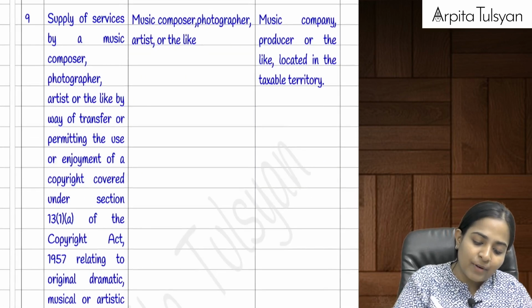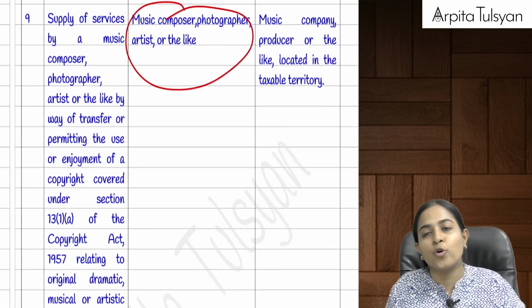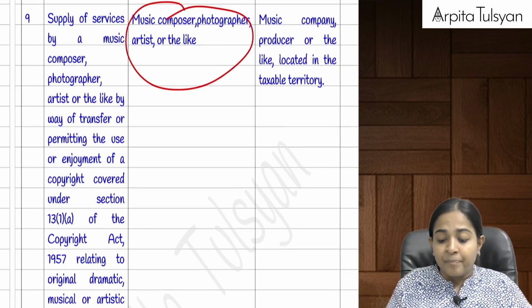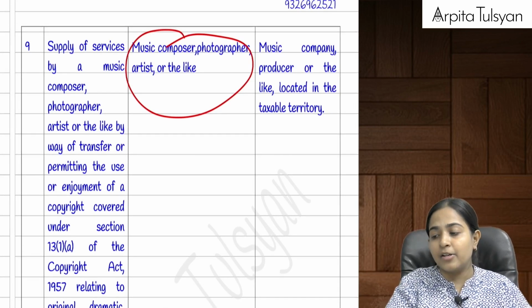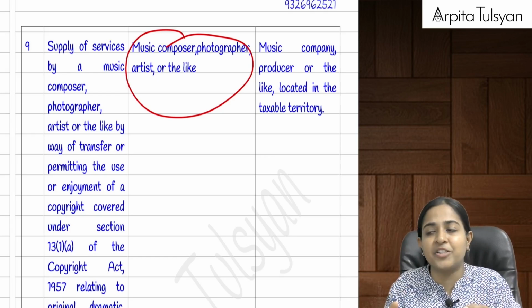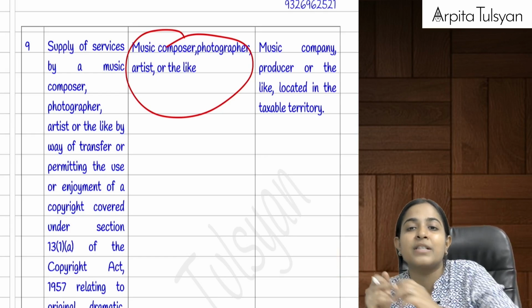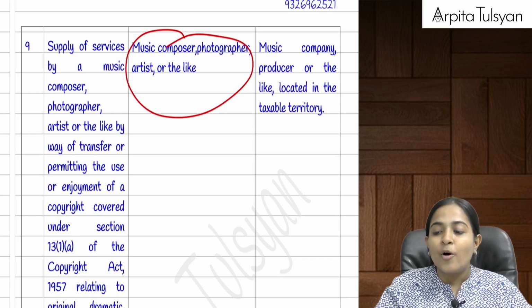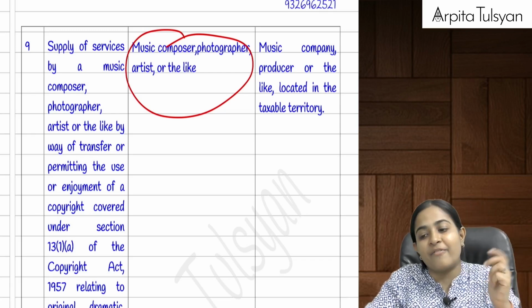Okay, then next one, similarly, music composer, photographer, artist, etc. If they are recording a particular song, or they are capturing some pictures, etc., and they are giving it to someone else for using it, they are giving their copyright to someone else to use it.